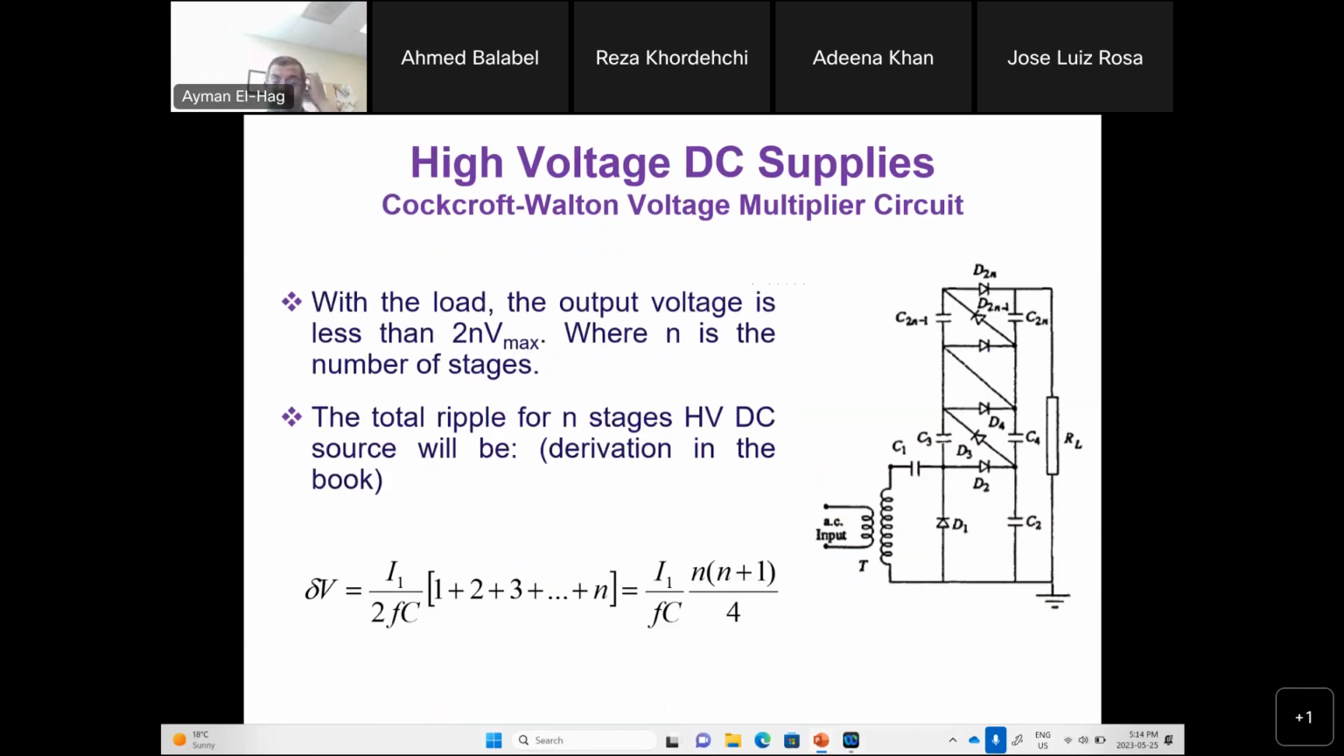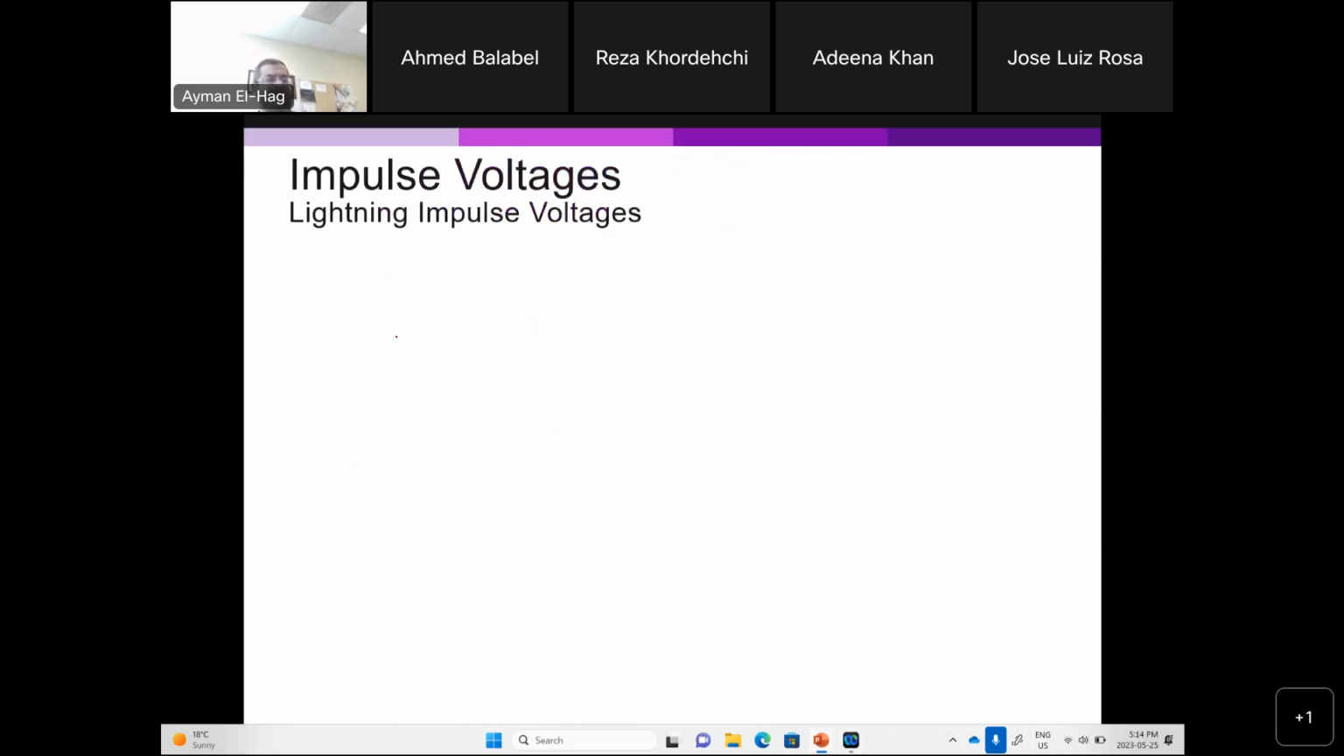Now, this is the final formula for delta V. If you remember, we have it as I over 2FC. Now, you add how many stages you have here. So this is the formula for your ripple factor. You can see here, as you increase the stages, the ripple factor increases. As you increase the C, the ripple factor is reduced. Increasing the current will increase the ripple factor, and so on and so forth. And the maximum voltage is 2 times N times V max, where V max is the peak value of your input voltage. So that's enough for the DC.